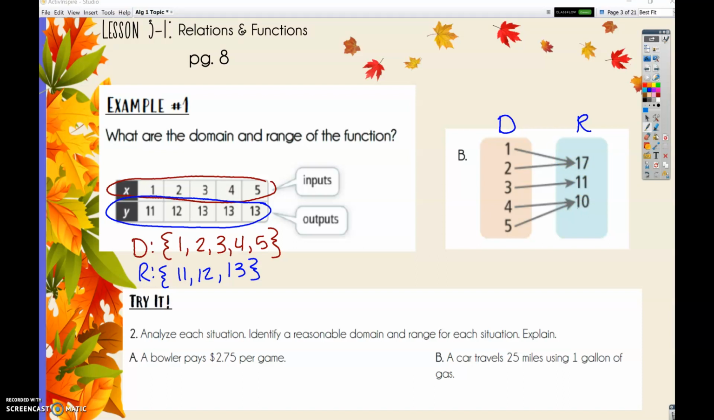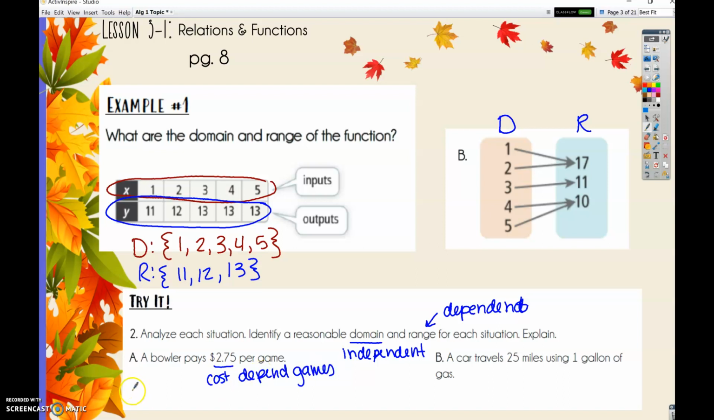Now back to the idea of a story problem. When you're given a situation, domain and range can be identified for variables. Domain is often your independent variable. That means it's often like time, where time will go on no matter what. So if we look at a bowler paying $2.75 per game, your cost is going to depend on how many games you play. So another thing we should mention is that range is your dependent variable. So I would say the cost is going to depend on how many games I play.